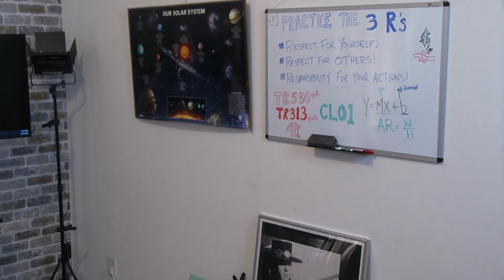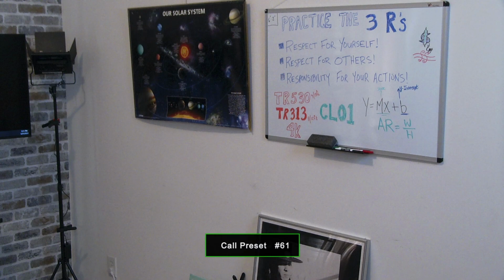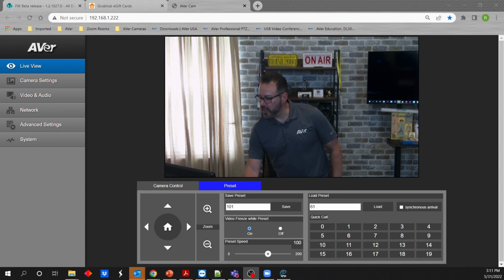You can also adjust the speed of the presets. So if you wanted the cameras to kind of arrive there a little bit quicker, there's also settings for preset speed. I'm currently at 100. So that's like right midway. So from 5 to 200, you can adjust how quickly that preset gets there.